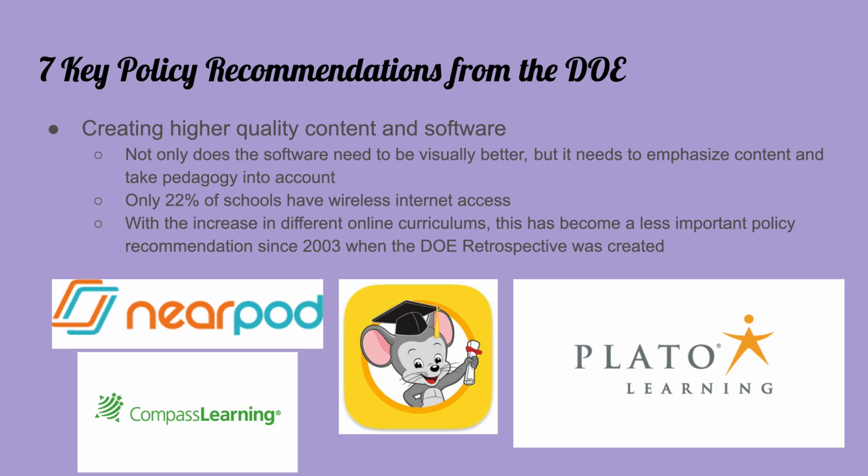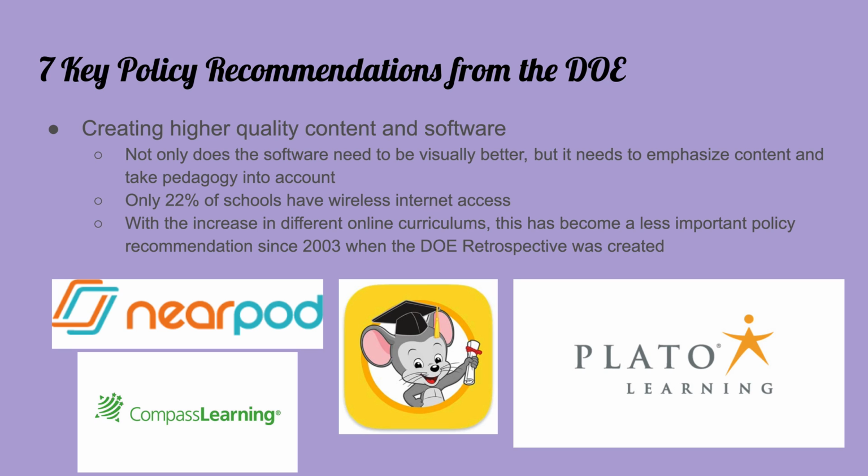So the second key policy recommendation was they wanted us to create higher quality content and software. So it needs to not only be visually better, but we want to emphasize content and take pedagogy into account. Only 22% of schools have wireless internet access, and that's a higher quality issue. We need them all to have wireless internet access so that students can utilize things like bringing their own technology.